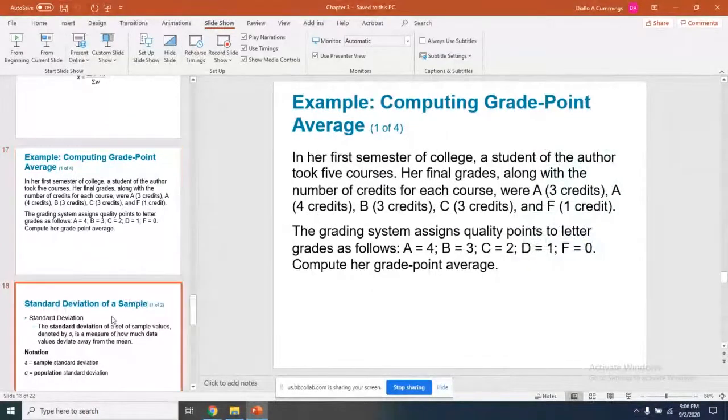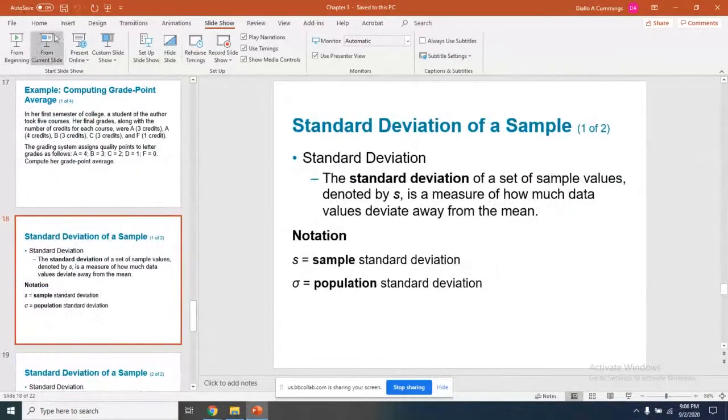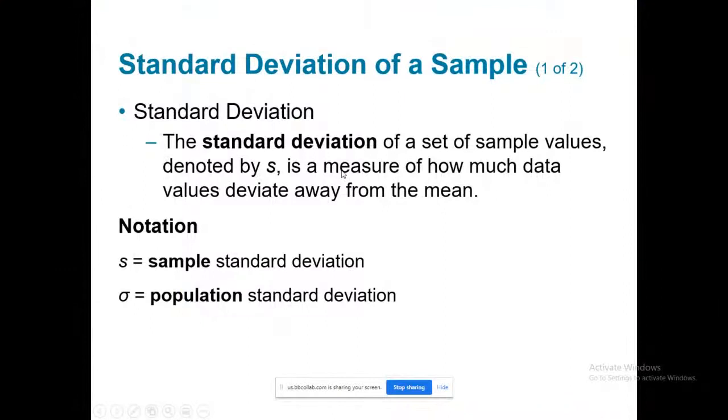And the last thing we'll talk about is standard deviation. A standard deviation for a sample set of values is denoted by S. S stands for the sample standard deviation. This funny looking circle, that's sigma, and sigma is for the population standard deviation.